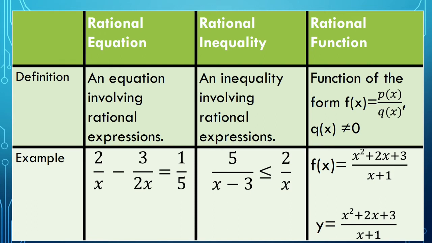A rational inequality is an inequality involving rational expressions. Example, 5 over x minus 3 is less than or equal to 2 over x. While a rational function is a function of the form f of x is equal to p of x over q of x, wherein q of x is not equal to 0. Example, f of x is equal to x squared plus 2x plus 3 over x plus 1. f of x can be written also as y. From the given example, y is equal to x squared plus 2x plus 3 over x plus 1.